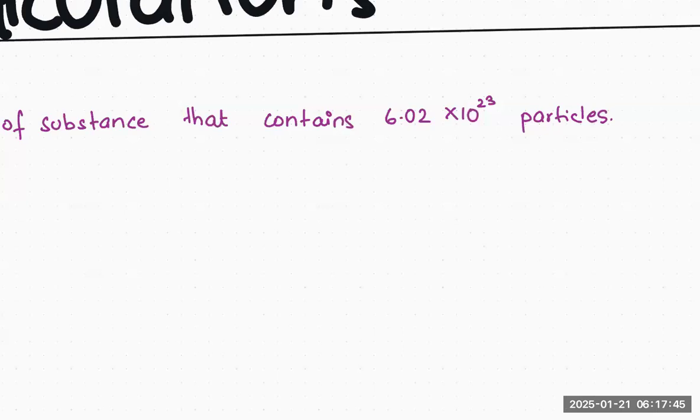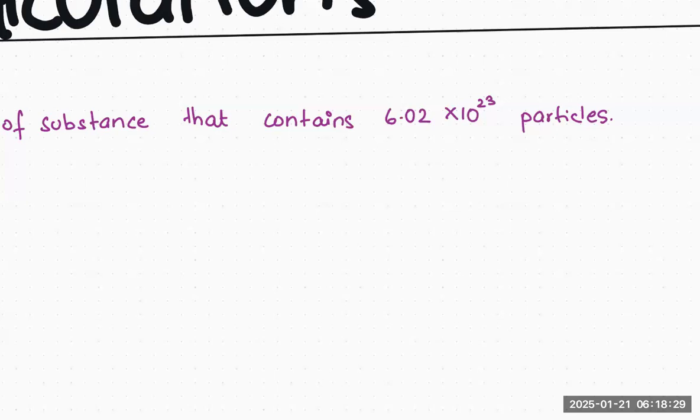So whatever amount of the compound has exactly this many particles, whatever amount, right? So for example, for sodium, that might be 23 grams. If I take 23 grams of sodium, that will have exactly 6.02 into 10 raised to the power of 23 particles. So that is 1 mole of sodium, right? For hydrogen, just 2 grams of hydrogen gas will have exactly 6.02 into 10 raised to the power of 23 particles. So that's 1 mole.